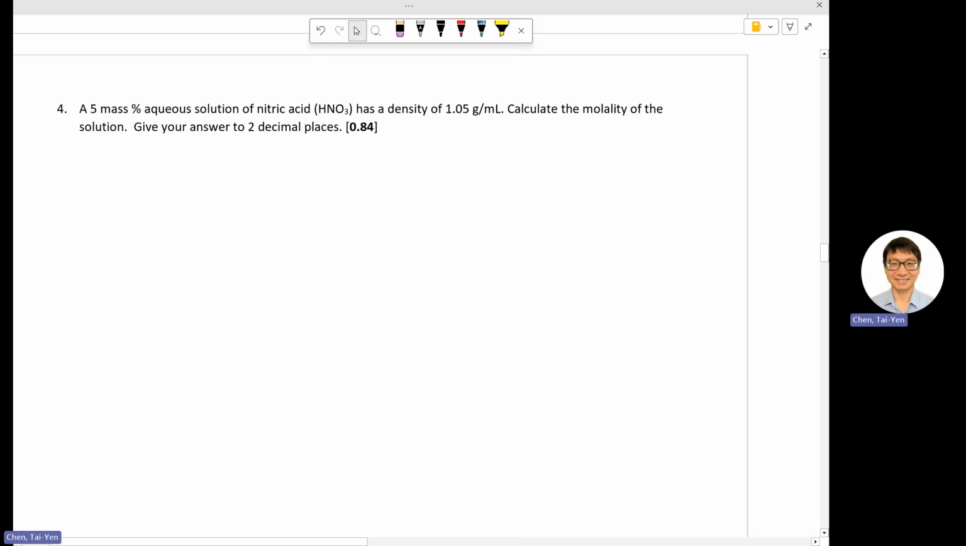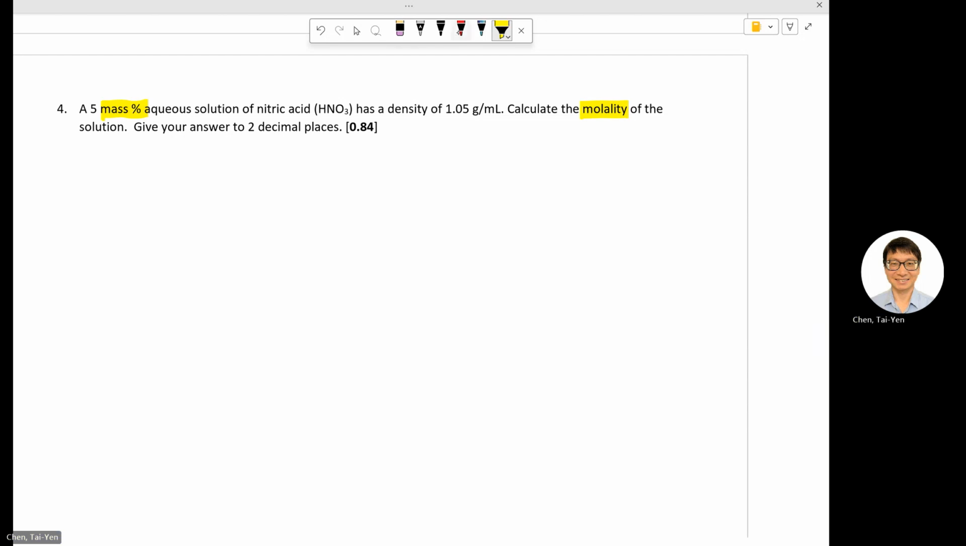Question number 4. A 5 mass percent aqueous solution of nitric acid has a density of 1.05 gram per liter. Calculate the molality of the solution. What are the keywords? Mass percent and molality, right?